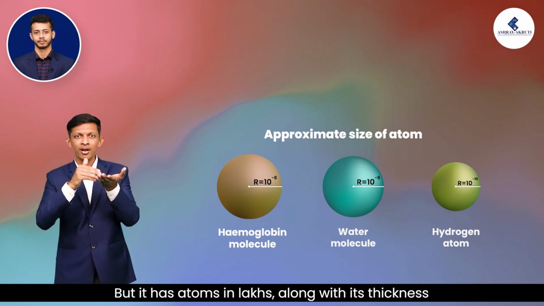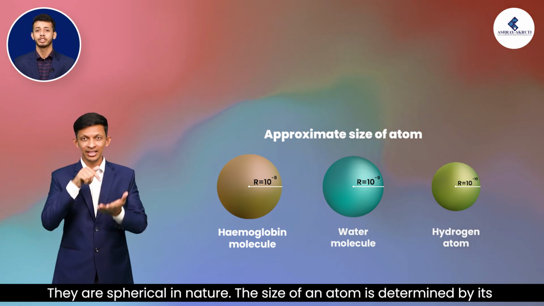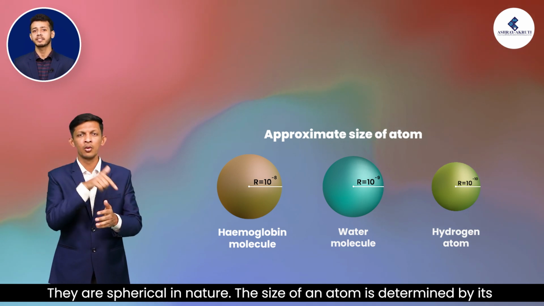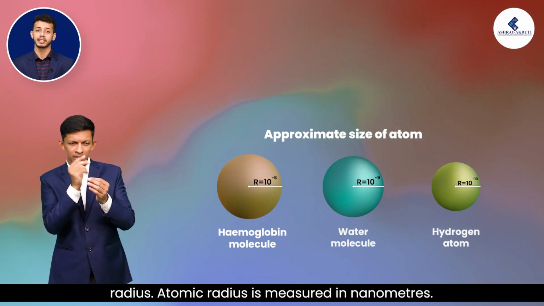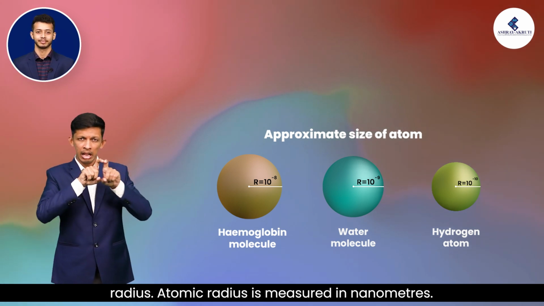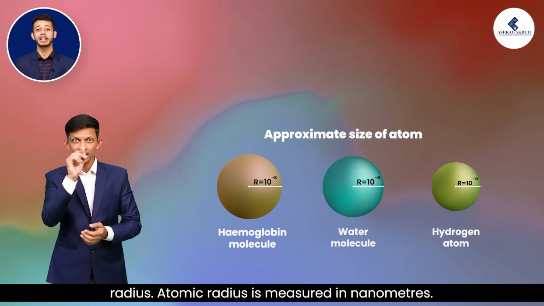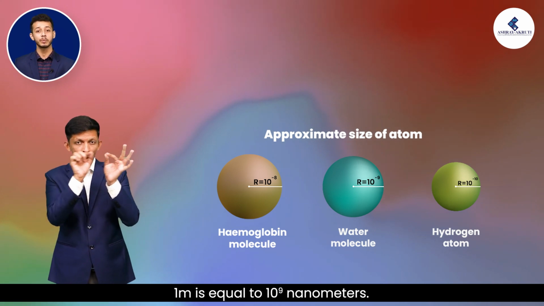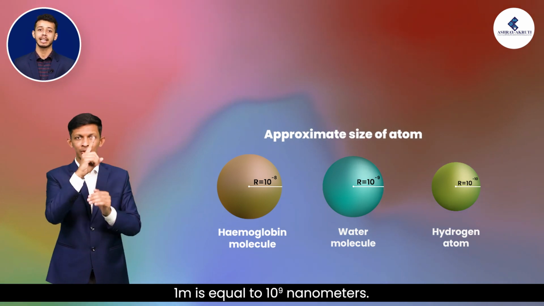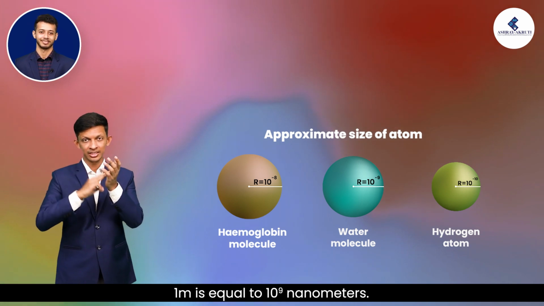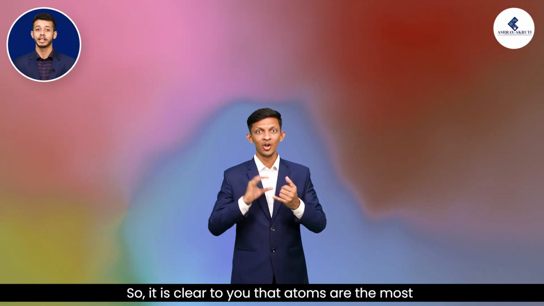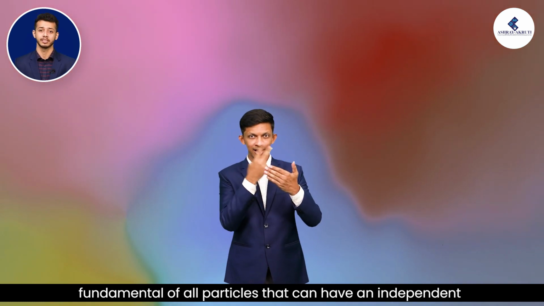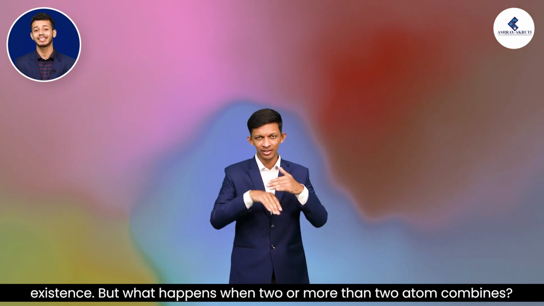They are spherical in nature. The size of an atom is determined by its radius. Atomic radius is measured in nanometers. 1 nanometer is equal to 10 to the power of minus 9 meter. So, it is clear to you that atoms are the most fundamental of all particles that can have an independent existence.